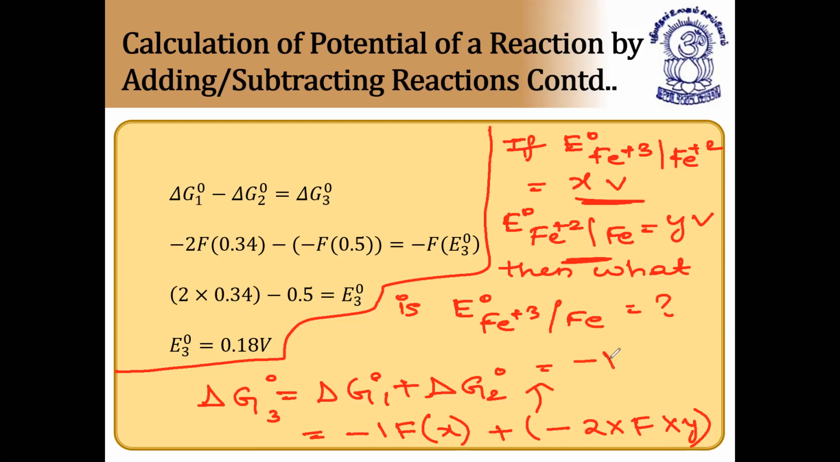I am just giving an example. So F and F get cancelled. So you'll get minus Fx minus 2Fy. So F and F get cancelled and you'll get the answer. So in this way you have to do, because they're asking delta G3, which is a 3 electron change.